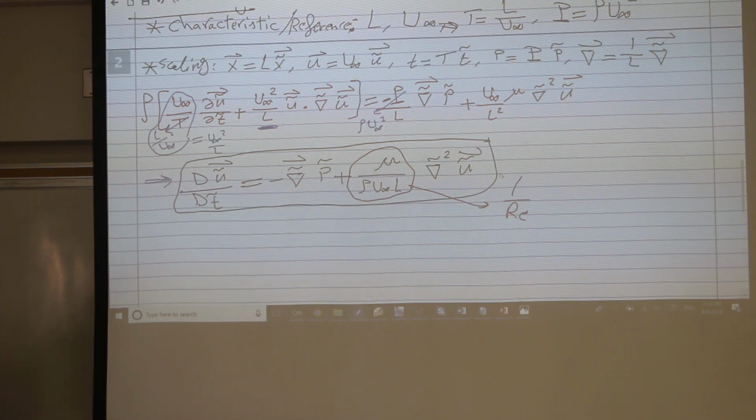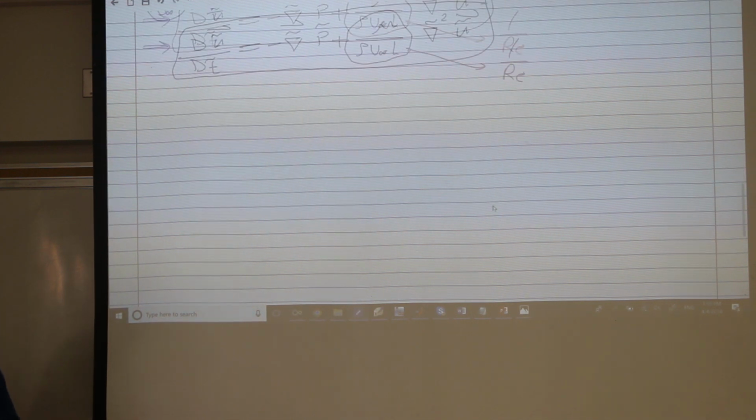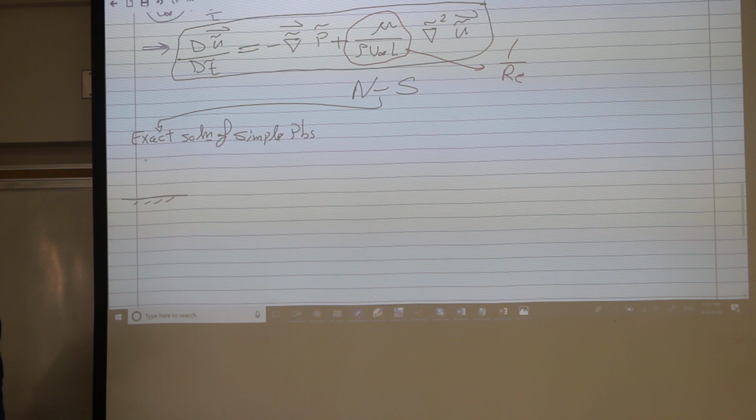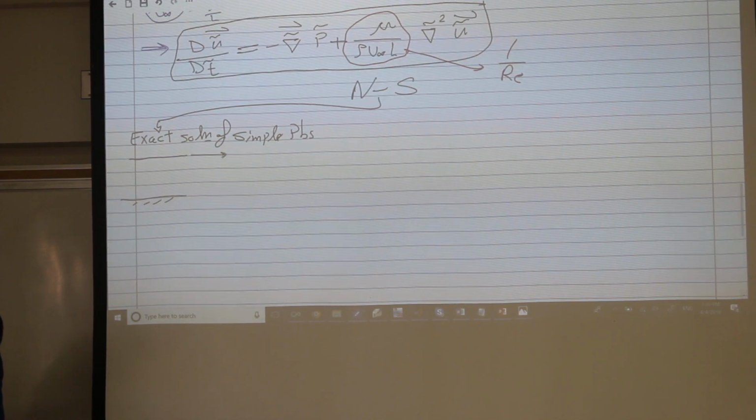Okay? So Navier-Stokes equation, so it's a very hard equation because of this damn nonlinear term. So what we can do, sometimes we can do exact solution of very simple problem. Like what? Like the Poisson flow, you have here stagnant ball and you have this plate moving with a velocity v.